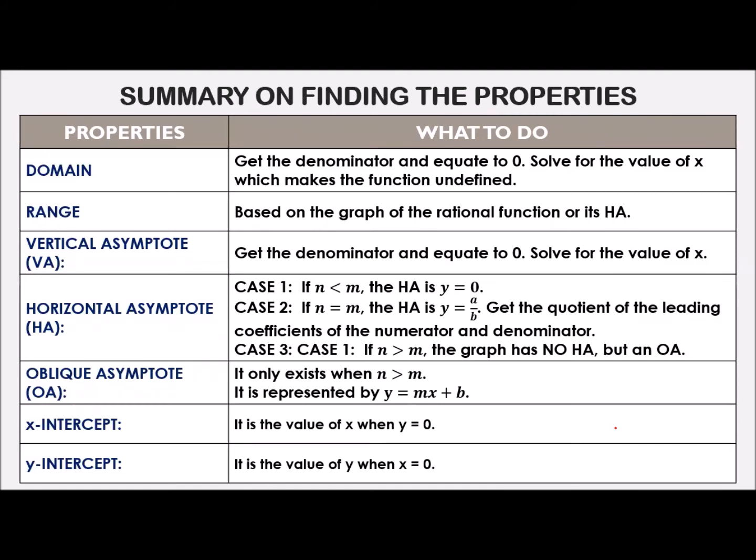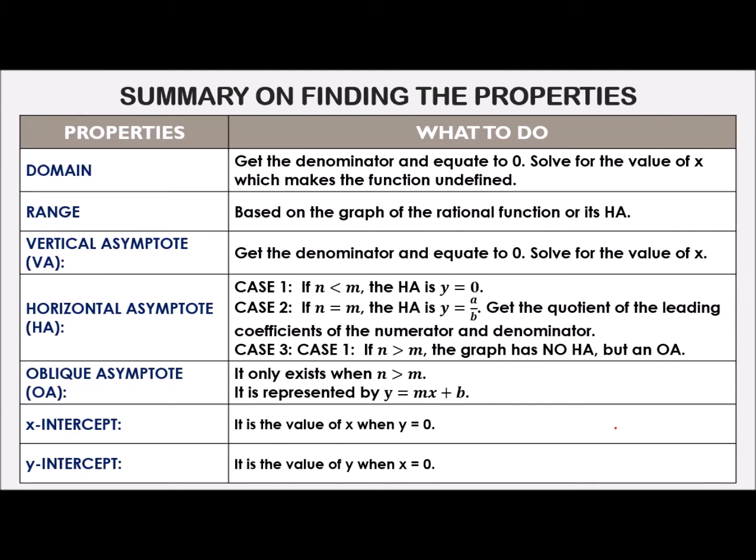And for the vertical asymptote, we're just going to get, again, the denominator, similar with domain. So, ka-pair up lang niya doon. And then, the horizontal asymptote has 3 cases. Pagka nag-case 3, ibig sabihin, doon lang nag-exist si oblique asymptote. At kailangan lang din po natin dito na i-divide si numerator at saka si denominator para makuha natin yung form na y is equal to mx plus b. And then the x-intercept if y is equal to 0, and then y-intercept if x is equal to 0.